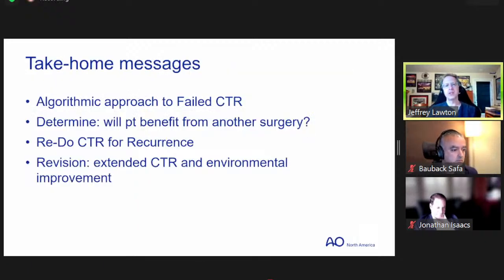So the take-home message, we should be taking an algorithmic approach when we see a failed carpal tunnel, either ours or from someone else. Really determine if the patient will benefit from another surgery. Certainly if they have recurrence, most would agree that a simple redo carpal tunnel release is sufficient. However, in the revision setting, perhaps an extended carpal tunnel release and some form of an environmental improvement. And if we have enough time, I'll be interested to get our panelists' impression.